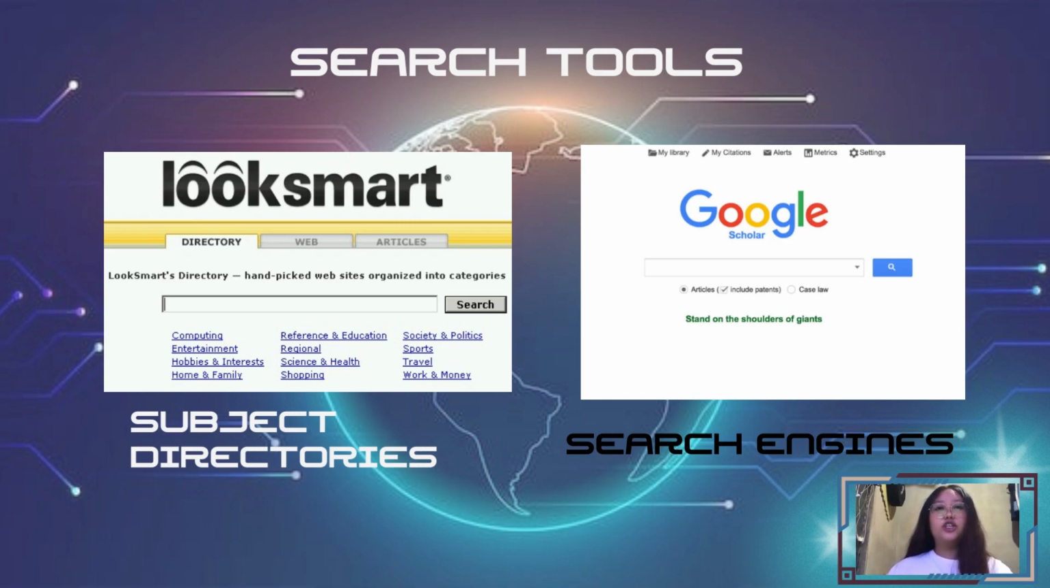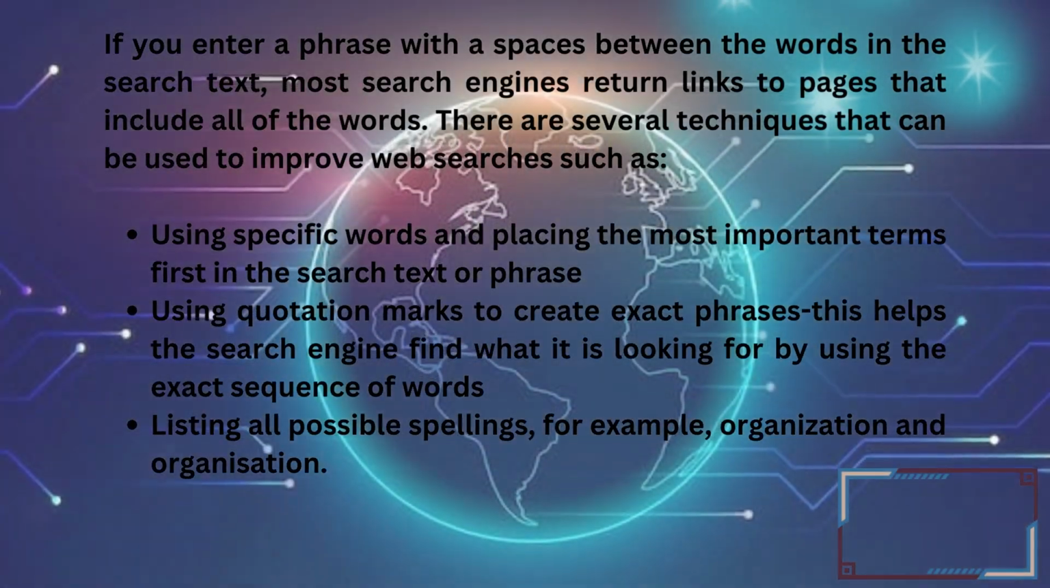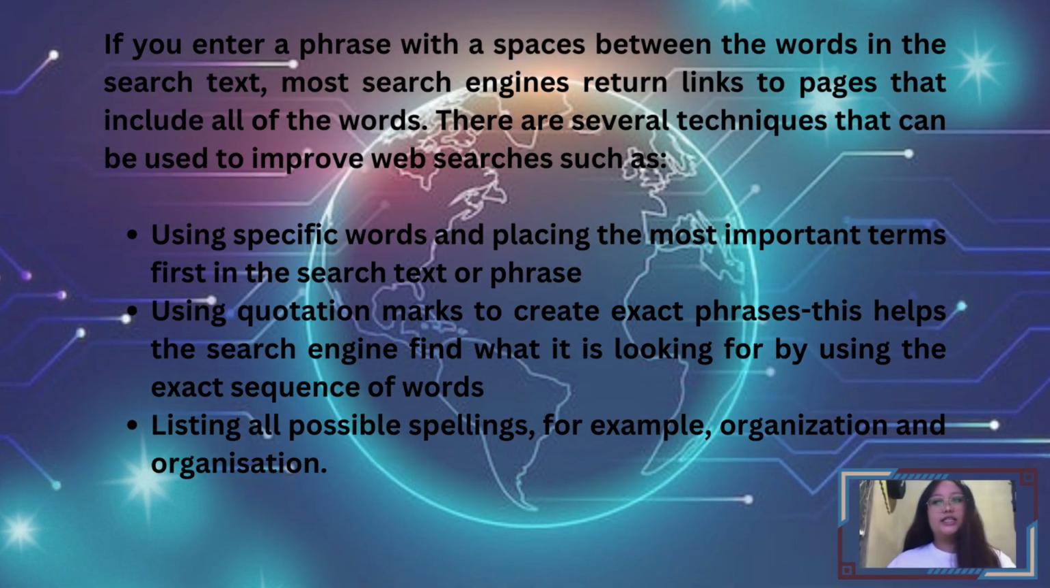A search engine, on the other hand, uses small programs called spiders or bots like Googlebot or Yahoo Slurp, and others. They patrol the internet to follow links and return information to the search engine's index. If you enter a phrase with spaces between the words in the search text, most search engines return links to pages that include all of the words.